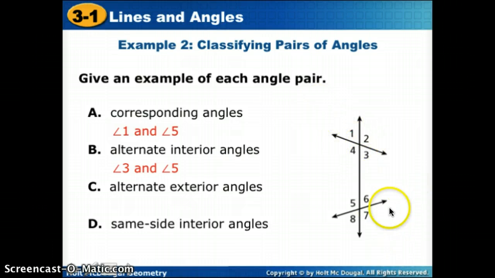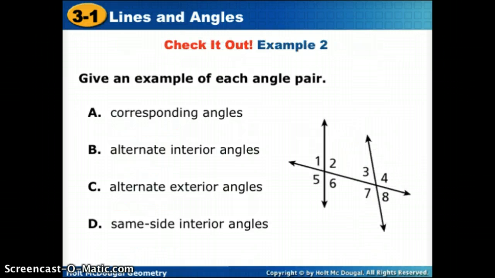Alternate exterior, we want them both on the outside but on different sides of the transversal. So we could say 1 and 7. You could say 2 and 8. And then same side interiors, on the same side, both on the inside, 4 and 5, or 3 and 6. Good. One more example that you could try. What if it looks like this?